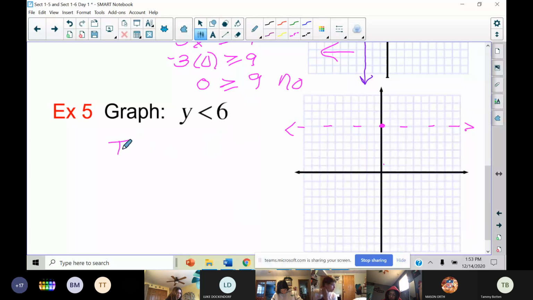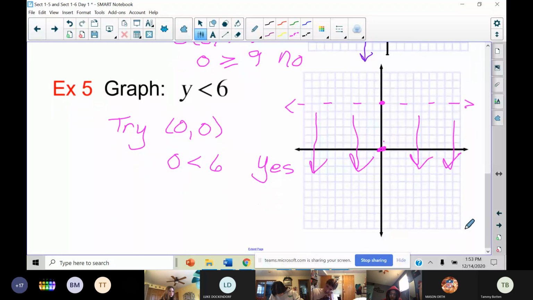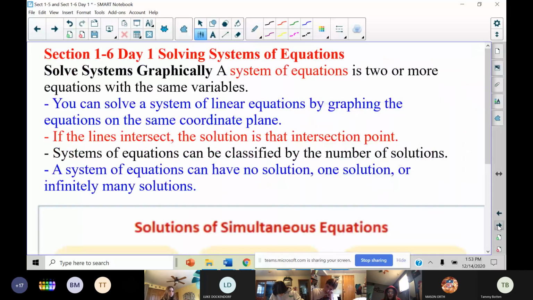And then if I try the point 0, 0 and I put 0 in for y, is 0 less than 6? Yes. So that means I'm going to shade where the origin is. So I'm going to shade going down. Okay. So that is how to do the first section today. And now we're going to go to our second section.